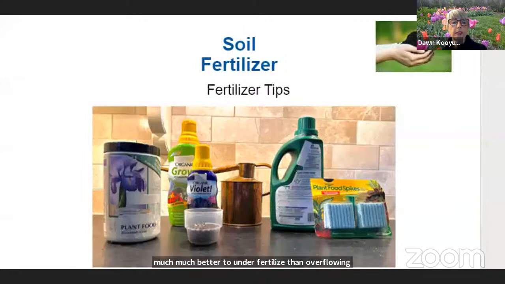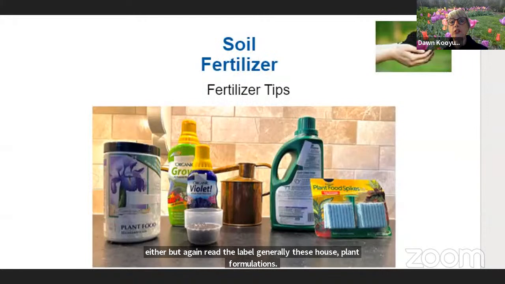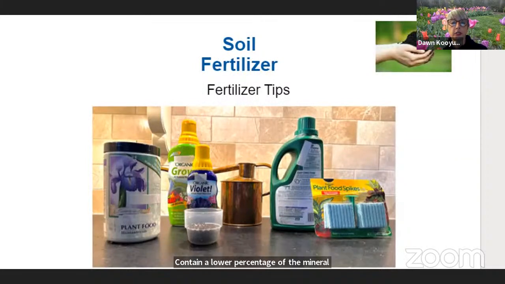Now, here are a few tips. There are all kinds of fertilizers. There are some that are designed for particular plants. You may see African violet fertilizer, orchid fertilizer. We're not going to cover orchids in this talk either. But again, read the label. Generally, these houseplant formulations contain a lower percentage of the mineral elements to help prevent over-fertilization. So again, read the label.